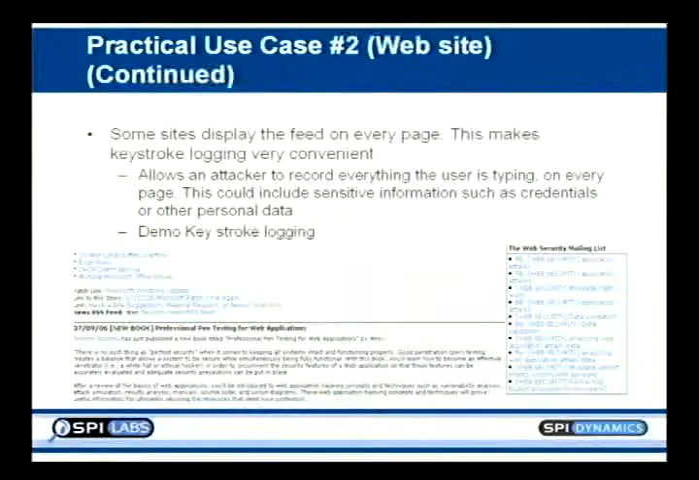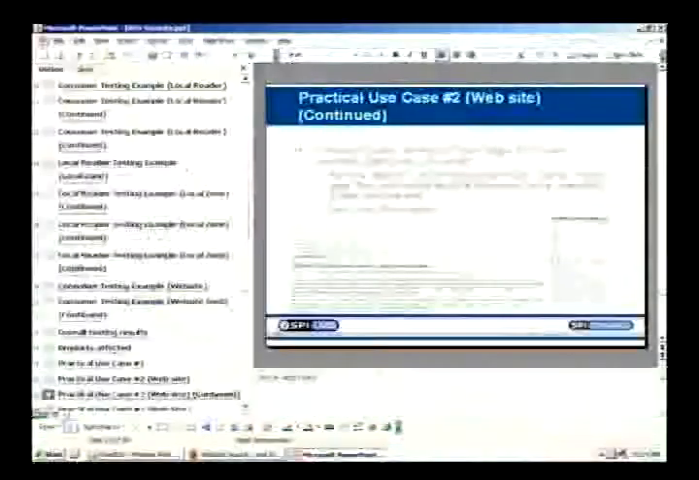So as I previously had mentioned, some sites display feeds on every single page. This is actually just a screenshot of my site. On every single page, I have two feeds: a security focus feed and the web security mailing list feed. So no matter where I am, it's always there. Luckily, I filter it. If I didn't, I'd have a problem. And I'm just going to walk through a demo of that now.